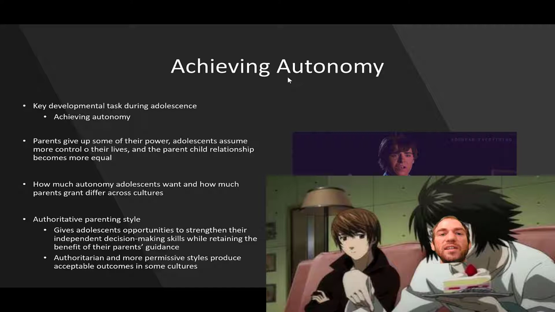So this is the idea that once you hit adolescence, you're trying to seek out autonomy, to have an individual identity that wants to be expressed, and obviously this is more common in WEIRD cultures.